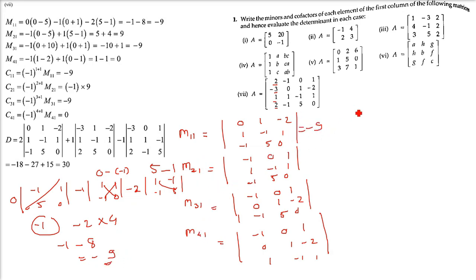I'll just write the minus 9. Here you will get, I hope you will be able to do it, it will be 9. The next one will be negative 9. And this will be 0.